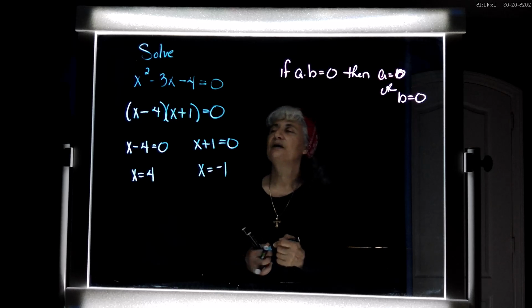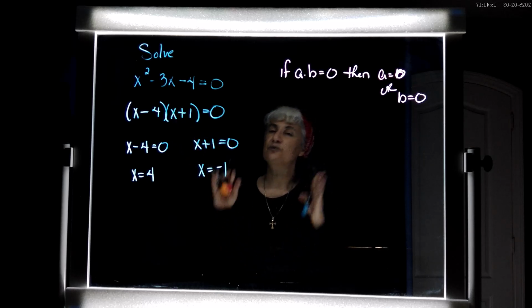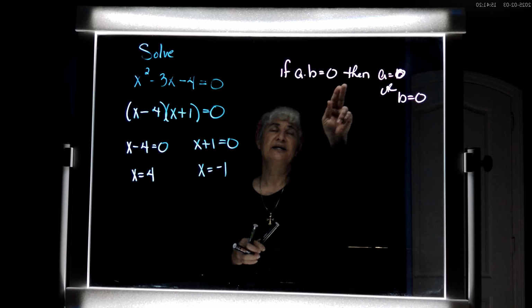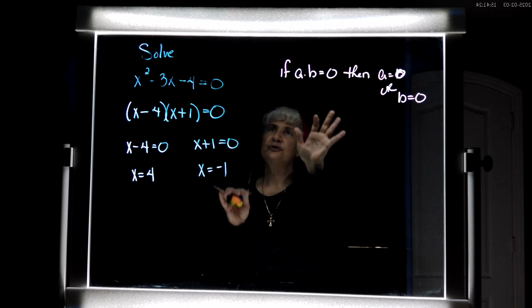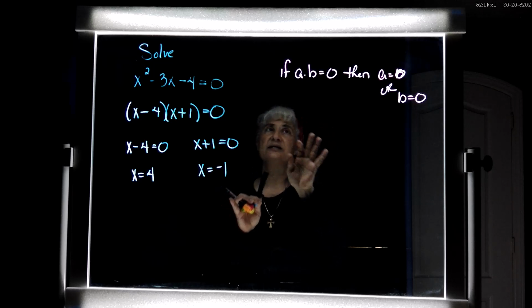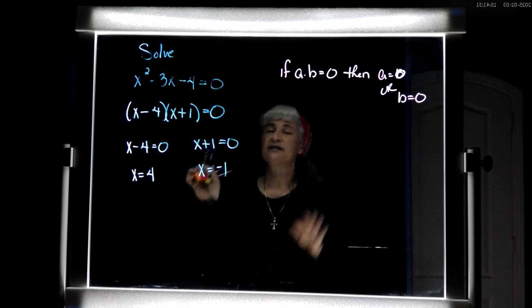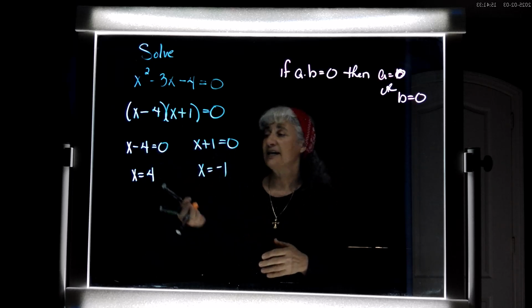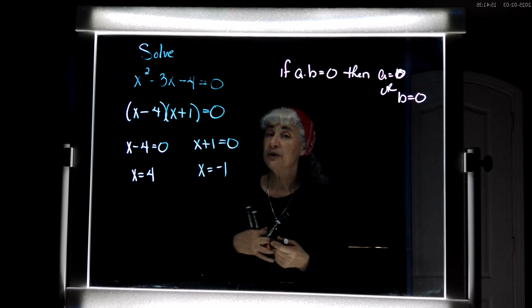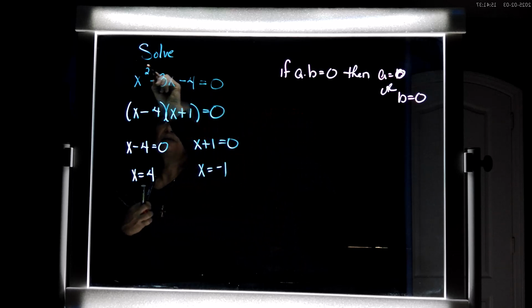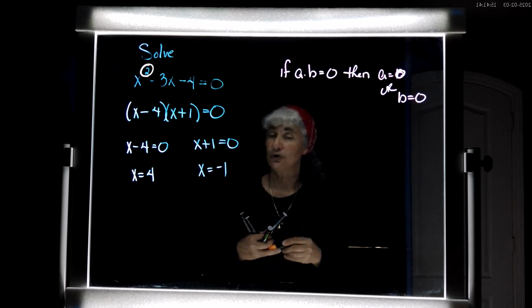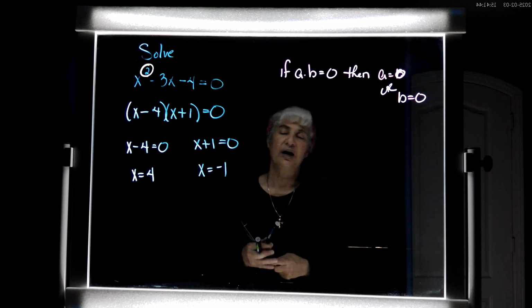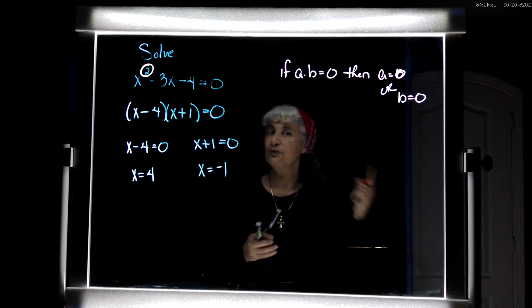Which gives us two nice linear equations to solve, and we get x equals 4 and x equals negative 1. Good? The whole premise on solving these quadratics, once you know how to factor, is remembering this. If two numbers, two quantities are multiplied together and they equal 0, then one of those quantities must be 0. And in this case, we have two answers. And remember, the degree of the polynomial tells me how many solutions I better come up with.